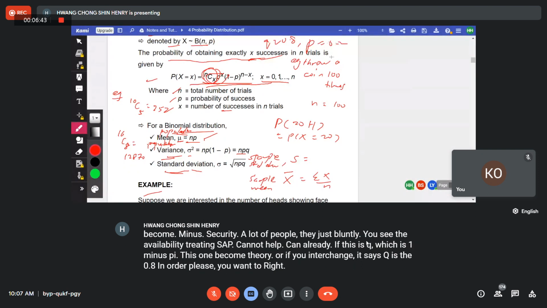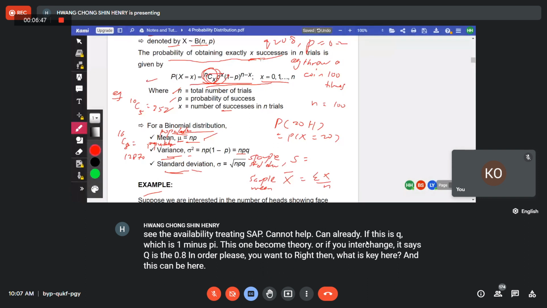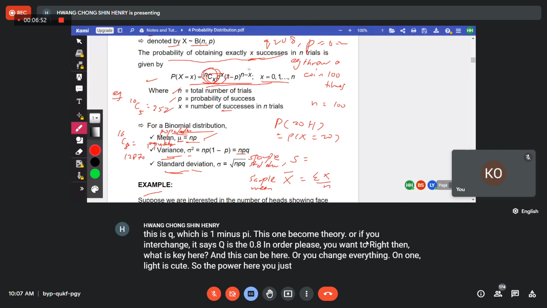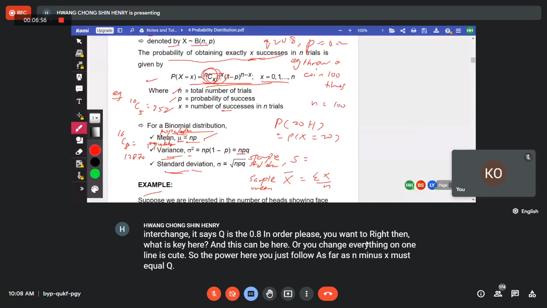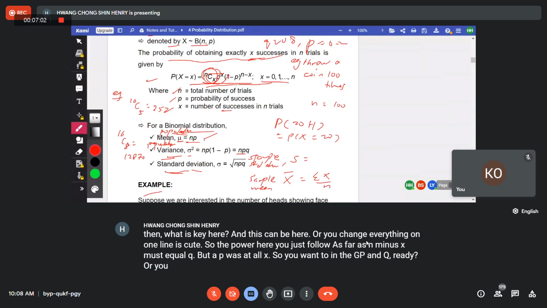Then you put this P here, and this Q will be here. Or you change everything to 1 minus Q, so the power here you just follow. As long as N minus X must follow Q, the P must have a power X. It's up to you. You want to interchange the P and Q values, or you change the power. Let's try some questions. Okay.